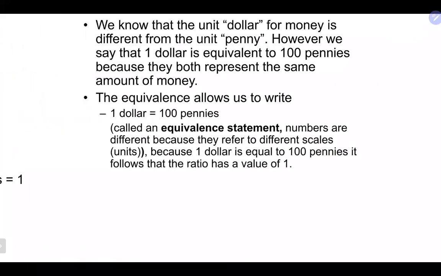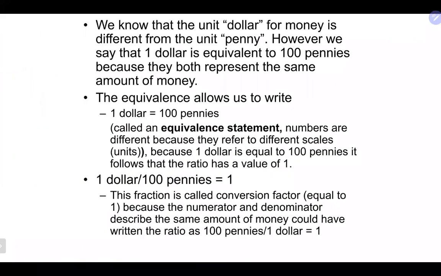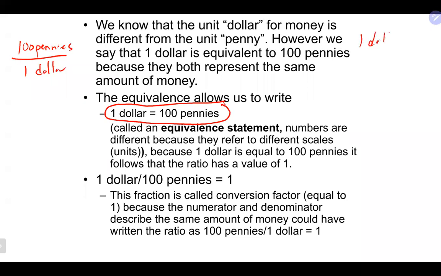So again, here's a pretty straightforward equality. Obviously here, $1 equals 100 pennies. Again, there are different units, but they do represent the same amount of money. And from that, you could write 100 pennies over $1. Or you could have $1 up on top over 100 pennies.